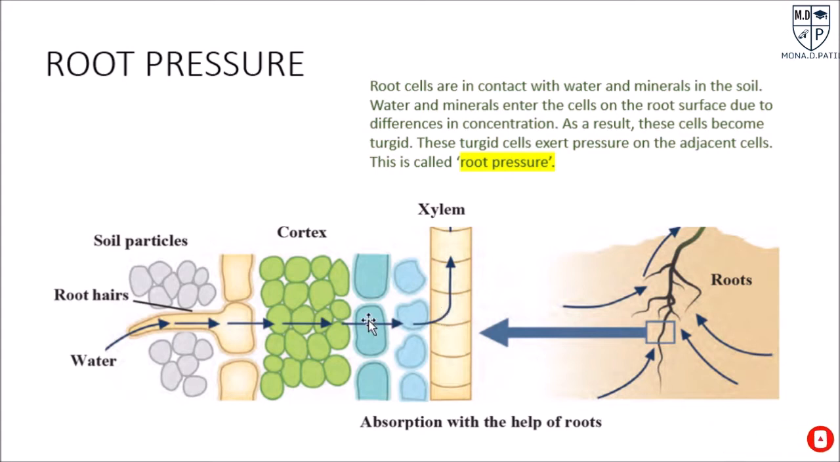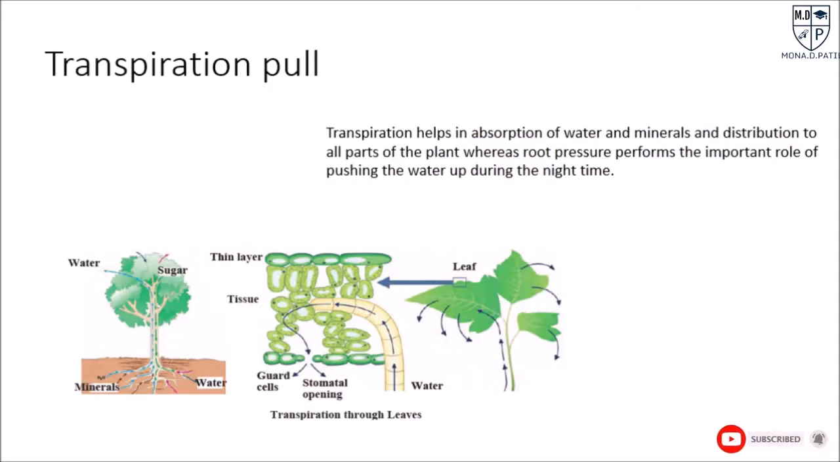Now, next is transpiration pull. In this diagram you can see the plant gives out water in the form of vapor through the stomata on its leaves. Here a small section of the leaf is shown diagrammatically. With the water vapor and carbon dioxide, waste material is generated in the plant.